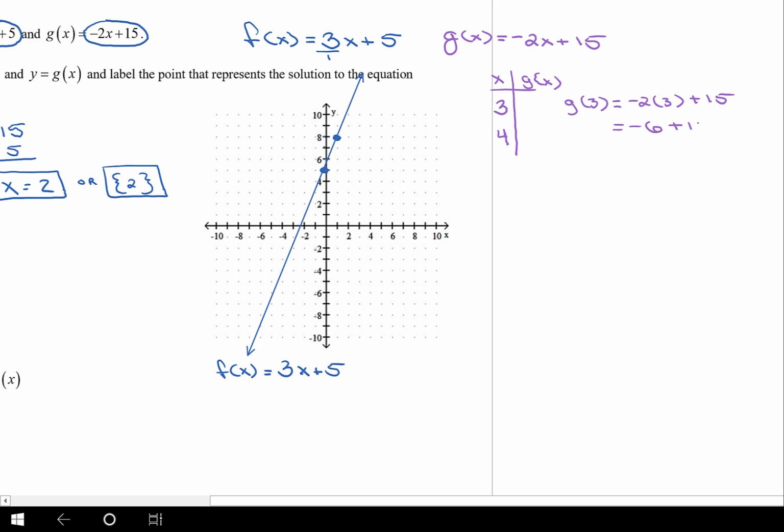g of 3 is equal to negative 6 plus 15, which is 9. Yes, 9 is going to fit in my graph nicely. And g of 4 is equal to negative 2 times 4 plus 15, which is negative 8 plus 15. It's just going to give me 7, and that's going to fit nicely in my graph as well.